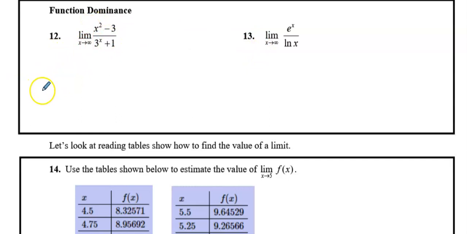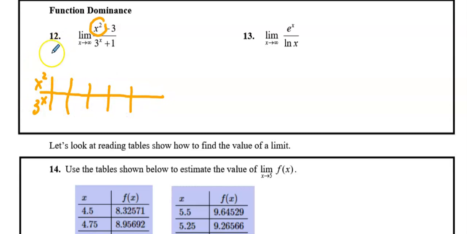For this one right here, let's use a chart, and you'll see what's happening when I do the chart. I'm going to put x squared, which is the highest degree in the numerator, and the highest degree in the denominator is just 3x. What we're going to do here is plug in values. So let's plug in 1. If I plug in 1 here, I get 1. If I plug in 1 here, I get 3. If I plug in 2, I get 4. If I plug in 2 here, I get 9. If I plug in 3, I get 9. If I plug in 3 here, I get 27. If I plug in 4, I get 16.